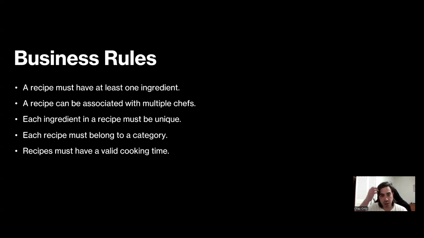For business rules, a recipe must have at least one ingredient. A recipe can be associated with multiple chefs. Each ingredient in a recipe must be unique. Each recipe must belong to a category, and recipes must have a valid cooking time.